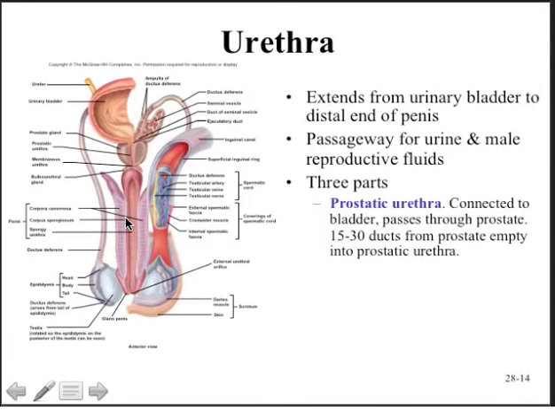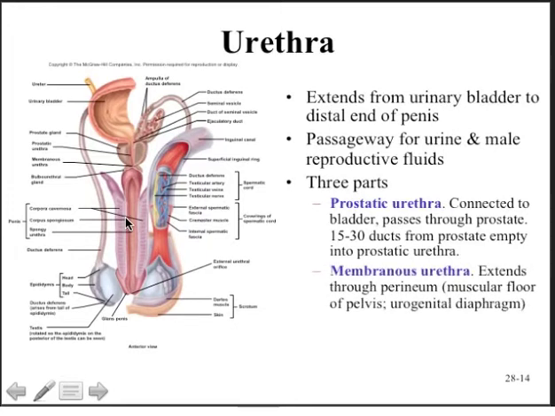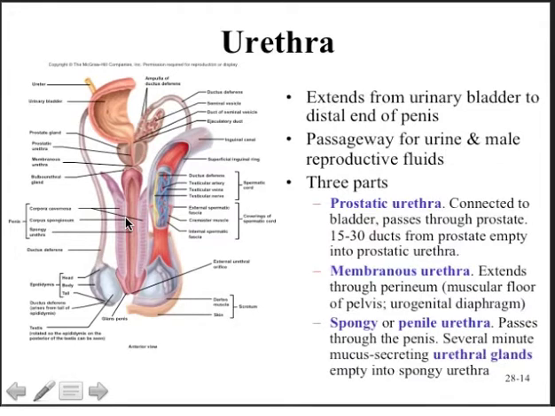The three parts of the male urethra are the prostatic, which is connected to the bladder and passes through the prostate. Approximately 20 ducts from the prostate empty into the prostatic urethra in the production of semen. The membranous urethra extends through the perineum and ultimately connects with the spongy urethra, which passes through the penis. There are several mucus-secreting urethral glands that empty into the spongy urethra.